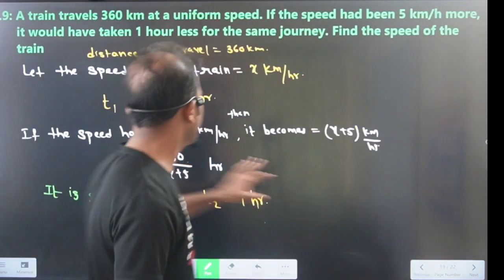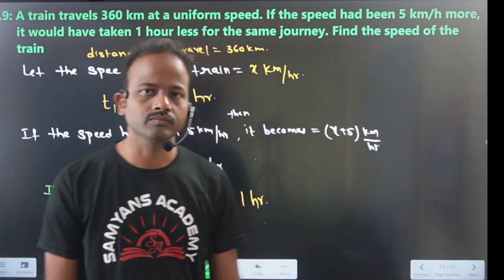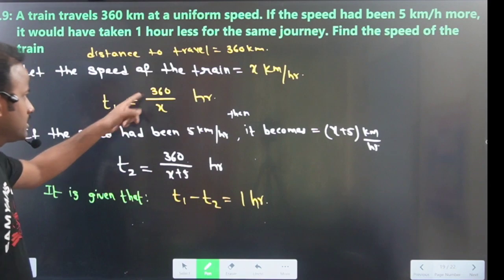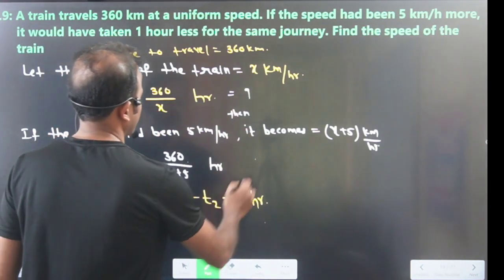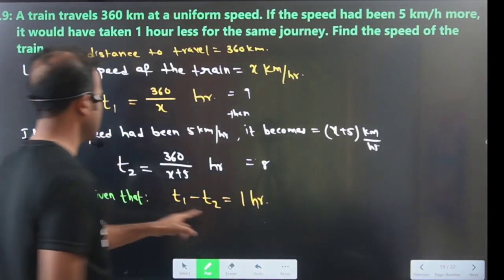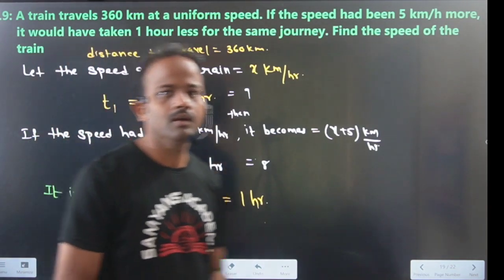The final statement you have to write like this: the speed of the train equal to 40 km/h. Okay, and you check here: 360 by 40 you will get 9, right? And 360 by 45 you will get 8. 9 minus 8, the time gap between the two is 1 hour. Is it clear?